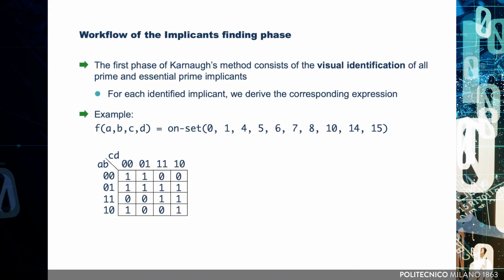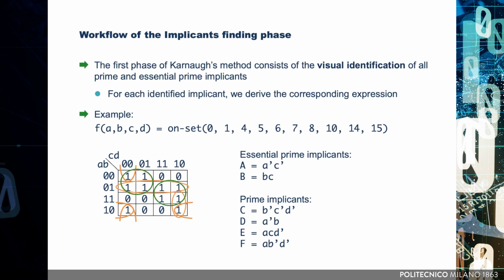Let's revisit the example. We have drawn the map for the function. We identify the groupings of maximum size. Additionally, we identify the subgroup of groupings that are unique in covering at least an element of the onset. These latter ones are the essential prime implicants, for which we show the product term expressions on the right. The remaining ones are the prime implicants, and we also provide their product term expressions.